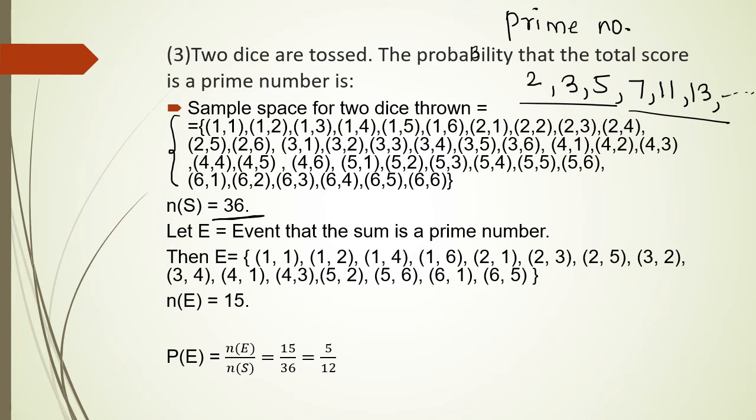Alright. So in this way, the total number of points in this event E is 15. So the probability here would be the number of favorable outcomes divided by 36. After reducing it, we get 5 by 12.